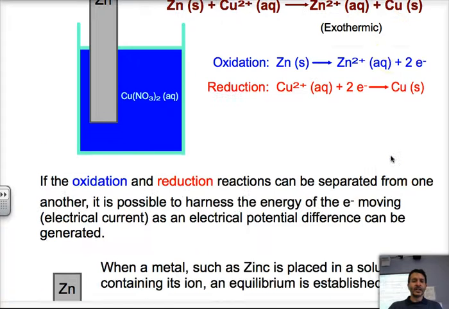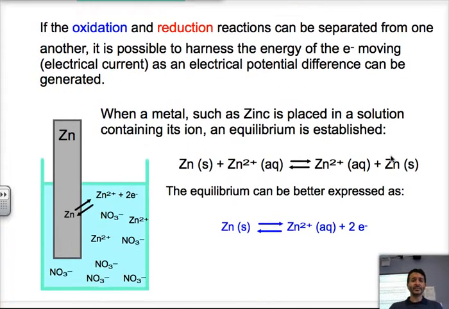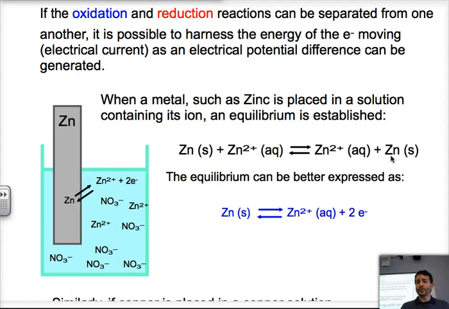All right? Now, as I said, how can we do this? How can we separate the oxidation from the reduction? Well, one of the simple ways that we can do this is to create what are called half cells. All right? A half cell is when we put a metal into a solution of its metal ion.